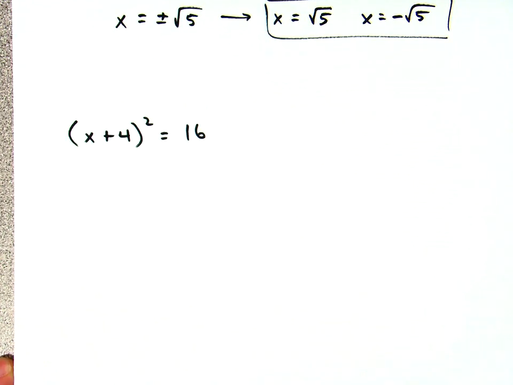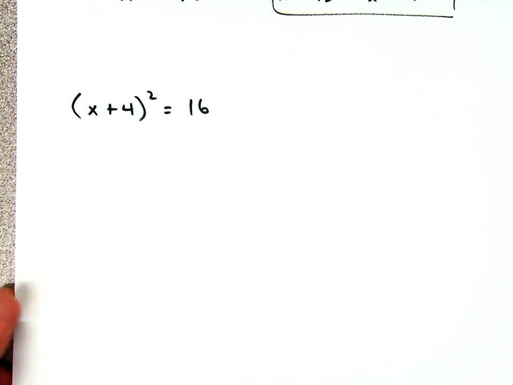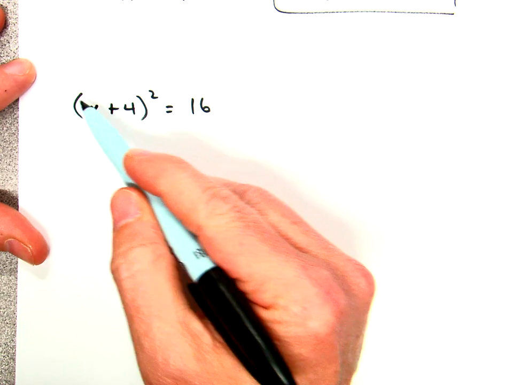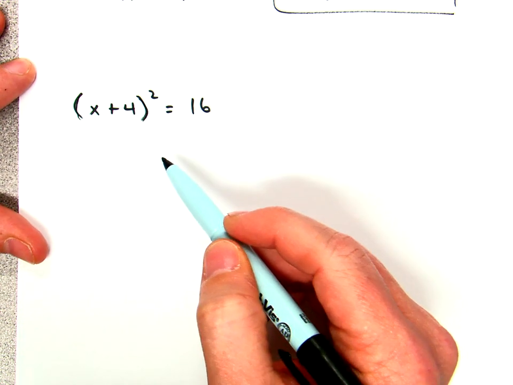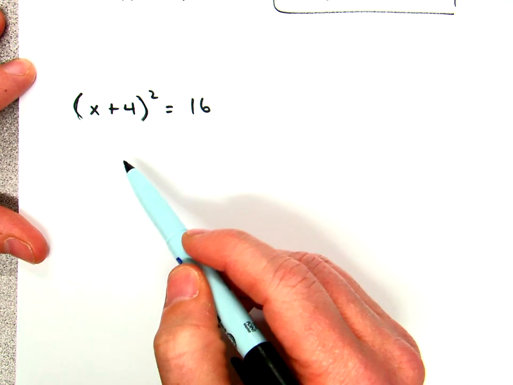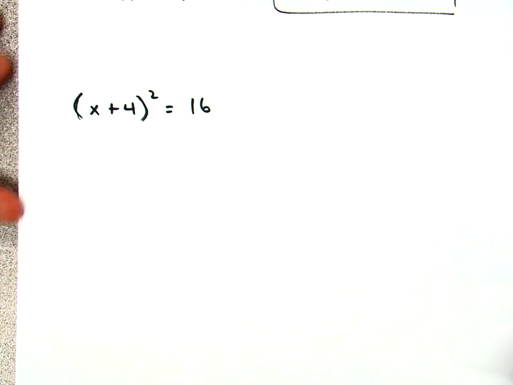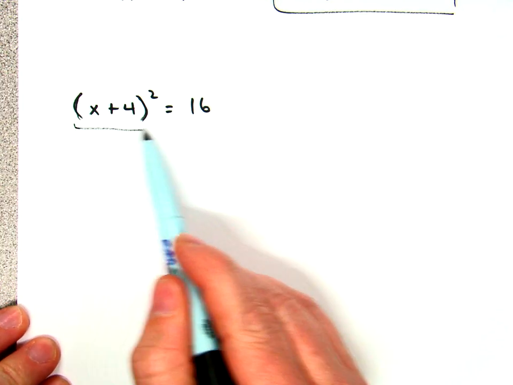So again, how many x's? I see 1, right? I want to get them alone. Now the x is inside the parentheses, which means in order to get to the x, I need to remove any operation on the parentheses, which in this case is a square. So this is all one big term.